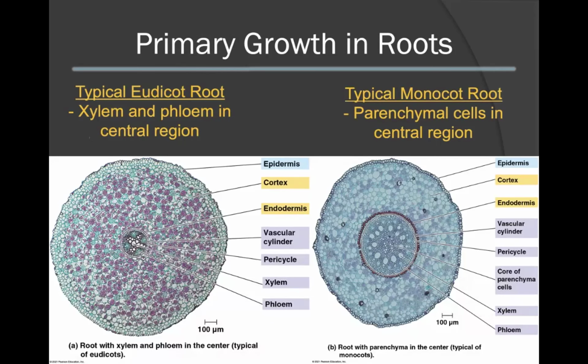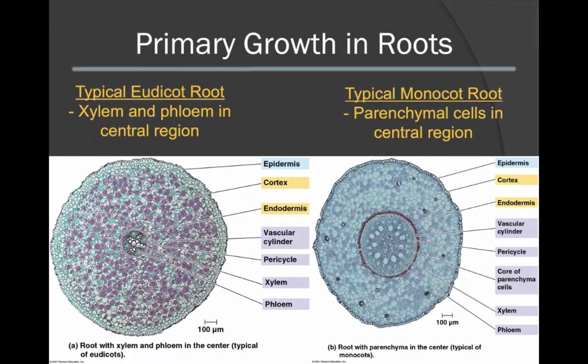This image shows the difference in the arrangement of a typical eudicot and monocot root. Note in a eudicot root the presence of xylem and phloem in the centralmost region of the root. This will then be surrounded by the pericycle and vascular cylinder. Beyond that will be the endodermis, cortex, and eventually the epidermis.